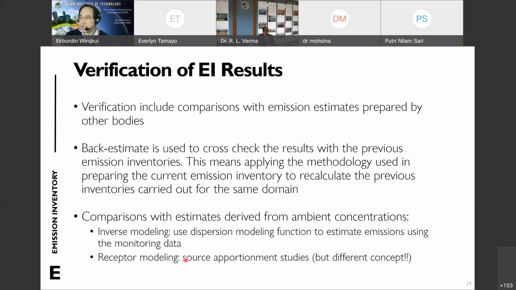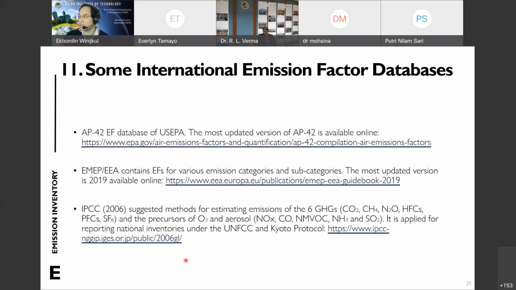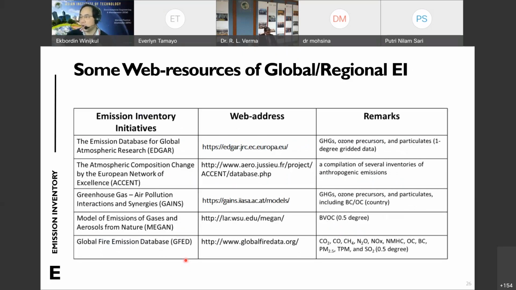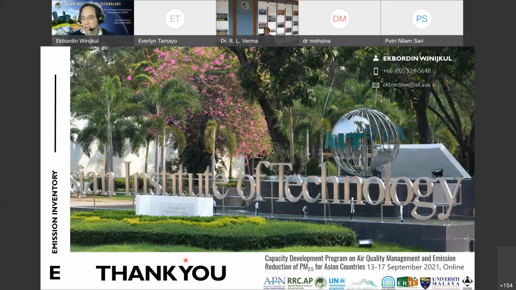And then the next two slides give information on emission factor databases for your information. This one is some international emission factor databases, and the last one is some web resources on global and regional emission inventories. So with that, I would like to end my presentation and welcome any questions. Thank you.